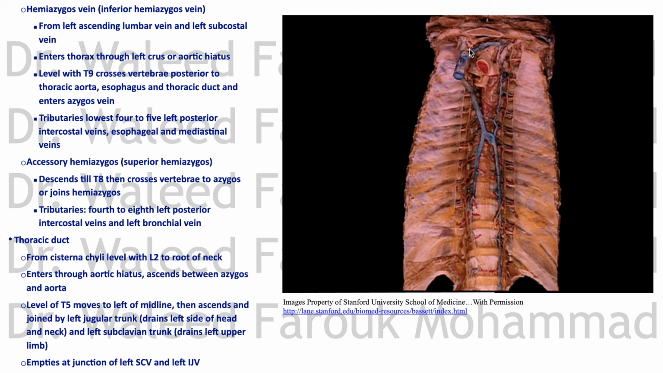And those three trunks on the right side will form a single trunk that will drain the right upper limb and the right hemi, head and neck, into the right junction of the internal jugular vein and the right subclavian vein. There was a question about the thoracic duct, a nice question actually. After a meal, if you cut the thoracic duct, what will you find in it? What's the composition of fluid inside?